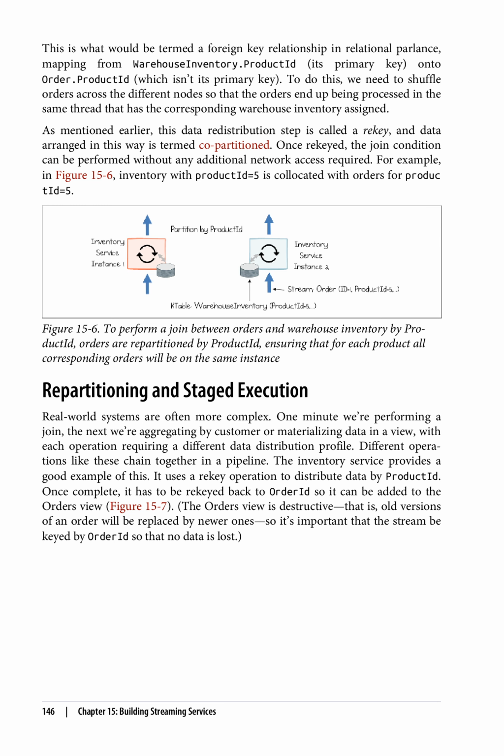It uses a re-key operation to distribute data by product_id. Once complete, it has to be re-keyed back to order_id so it can be added to the orders view, Figure 15.7. The orders view is destructive. That is, old versions of an order will be replaced by newer ones, so it's important that the stream be keyed by order id so that no data is lost.